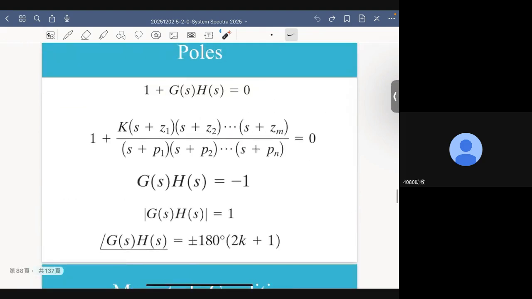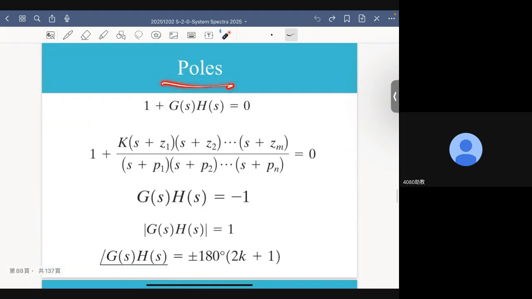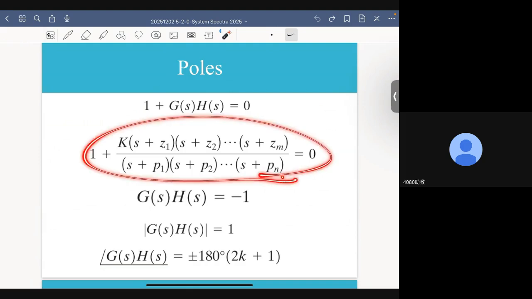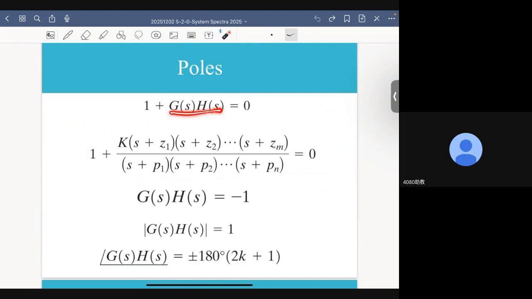But that is just one condition. We have another condition, all right? Again, let's look at this characteristic equation. For example, it can appear something like this. Well, this GH is this, all right? As you can see, we have m zeros, we have n poles, and these are the system parameters, gain parameters that we need to determine, all right?